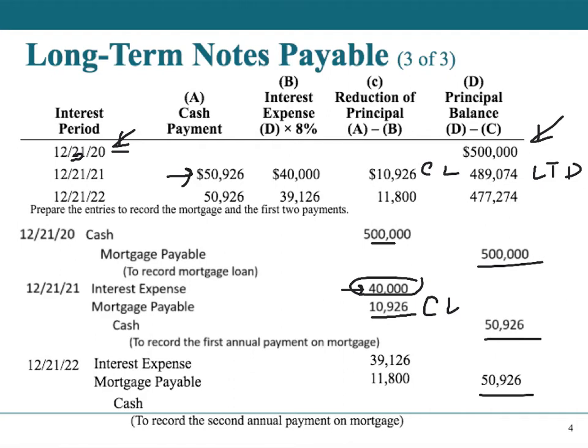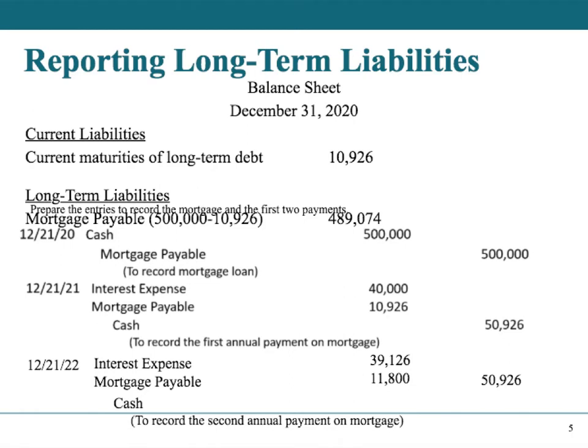This amortization schedule also helps for the next year. If the balance sheet date is December 31st, 21, the liability that will be marked as current will be $11,800. So that's your current liability. And long-term debt is $477,274. What if the problem did not ask you to set up the full schedule? You can still come up with the calculation if you look at the journal entries, even if they are kind of squished together. So we'll see what's going on here.